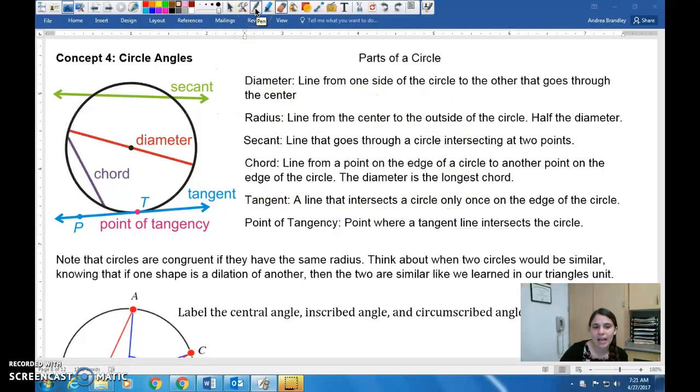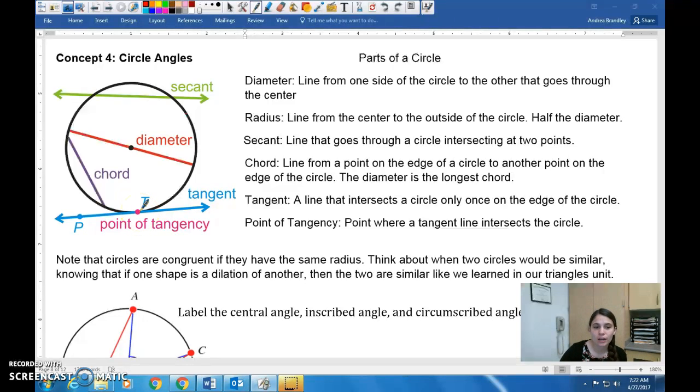The next one is a tangent. A tangent is a line that intersects a circle only once on the edge of the circle. So where a secant goes through the circle and intersects twice, a tangent line touches the edge of the circle, but it only intersects once. If we look right here, this pink point is the only point where this blue tangent line intersects the circle, which leads us to the point of tangency, which is just the point where that tangent line intersects the circle. So this pink point where the circle and the tangent line intersect is called a point of tangency.